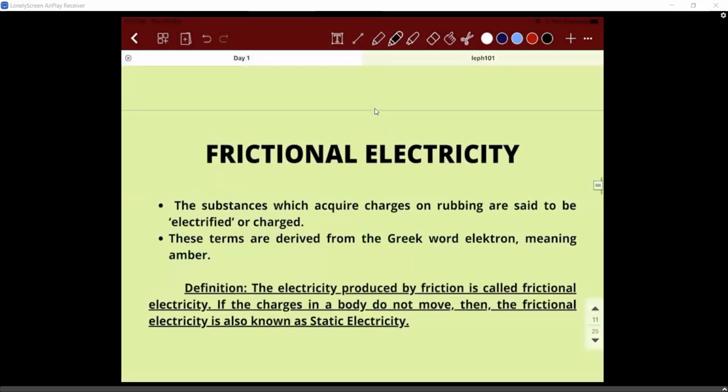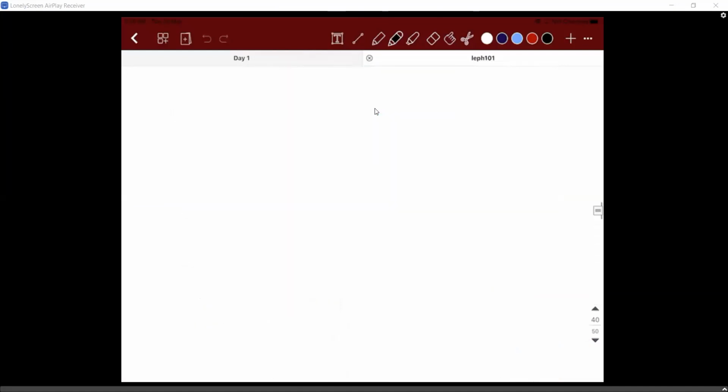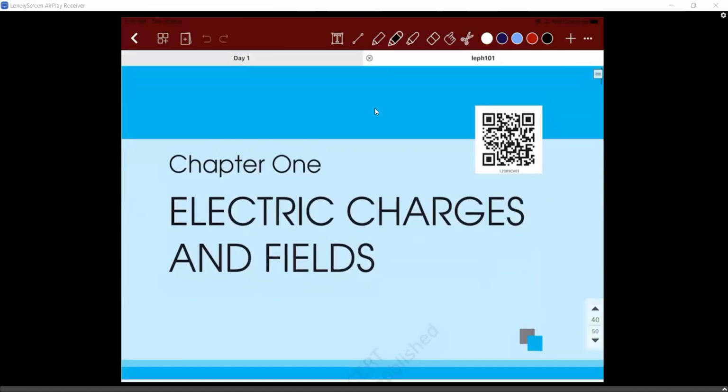I hope this point is clear, right? Shall I move on? Yeah. So the next one, we call it charging through the process of induction.